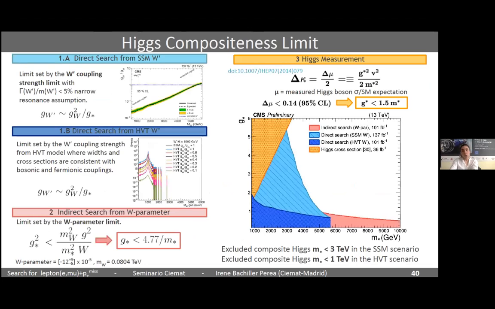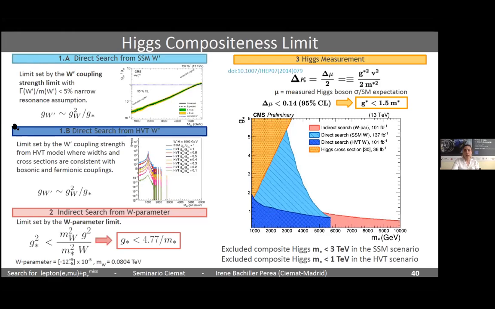Now moving to the Higgs composite scenario, we have this scenario with the coupling G star and a mass of the Higgs composite M star, and we are going to set limits on this plane G star over M star. We have three ways to constrain this plane.